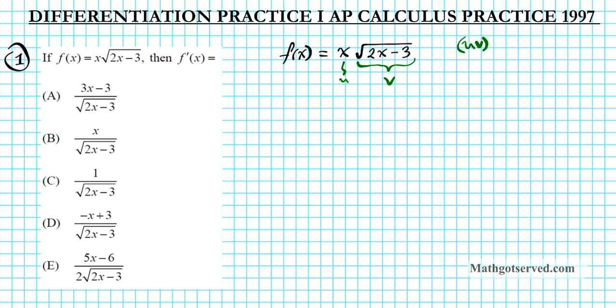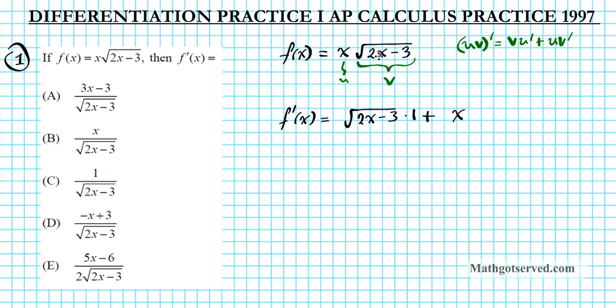The derivative of uv is vu prime plus uv prime, or you can do it in the other order. That doesn't really matter. All right, so let's go ahead and apply that to this situation. F prime of x is going to be v, which is the square root of 2x minus 3, times u prime, the derivative of x, which is just 1, times 1, plus u, which is x, times the derivative of the square root of 2x minus 3.